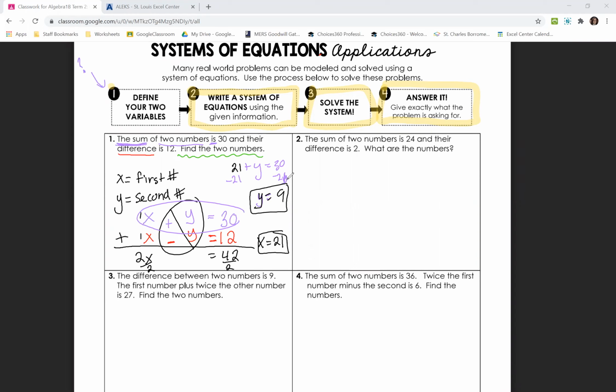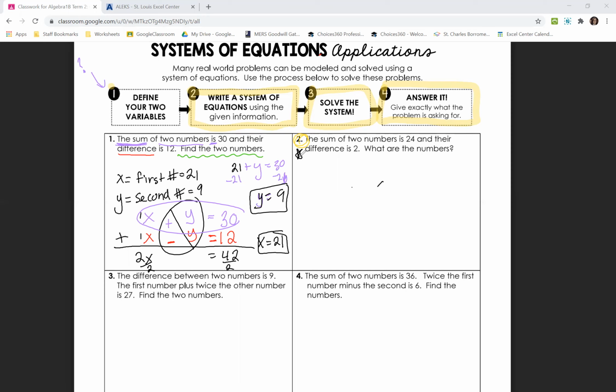So you'd want to write the first number is 21, and the second number is 9. I'm going to leave number 2 for you. We're not going to work through all of these today, so some of your notes will be blank because there's a lot of problems on here. I'm just going to work through a few and assign you a few. So make sure you do number 2.